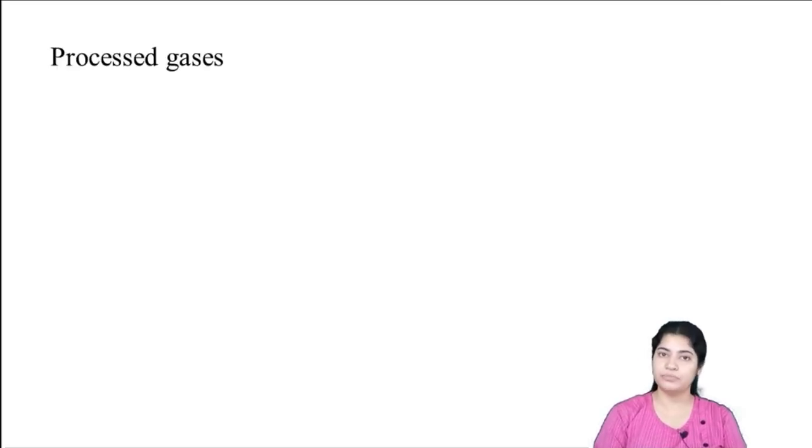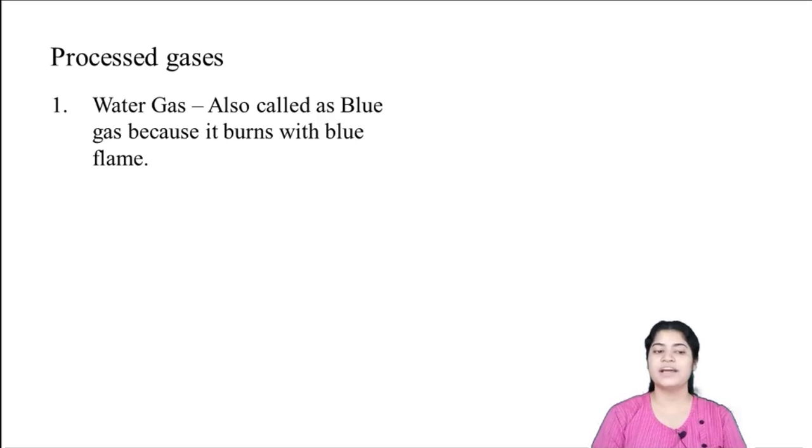Now talking about processed gas. The first type of gas is water gas. See, gases like water gas, producer gas, and coke oven gas are formed when certain reactions happen. Water gas is also called blue gas. Why blue gas? Because it burns with a blue flame. What is the significance of the blue flame? It shows that complete combustion has taken place.